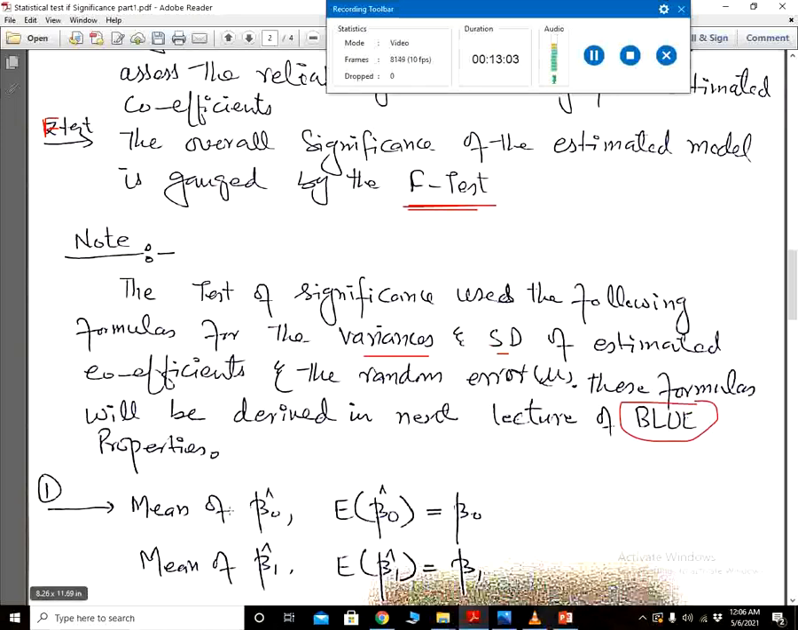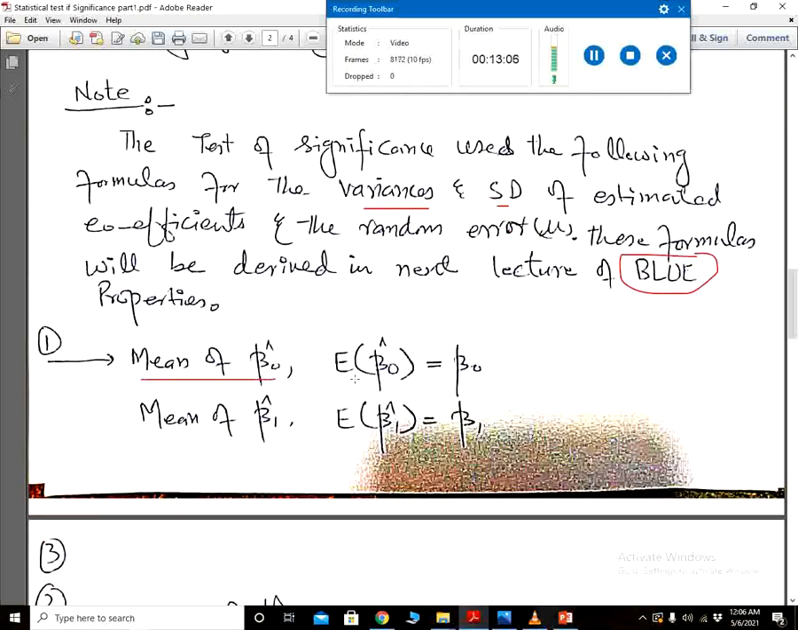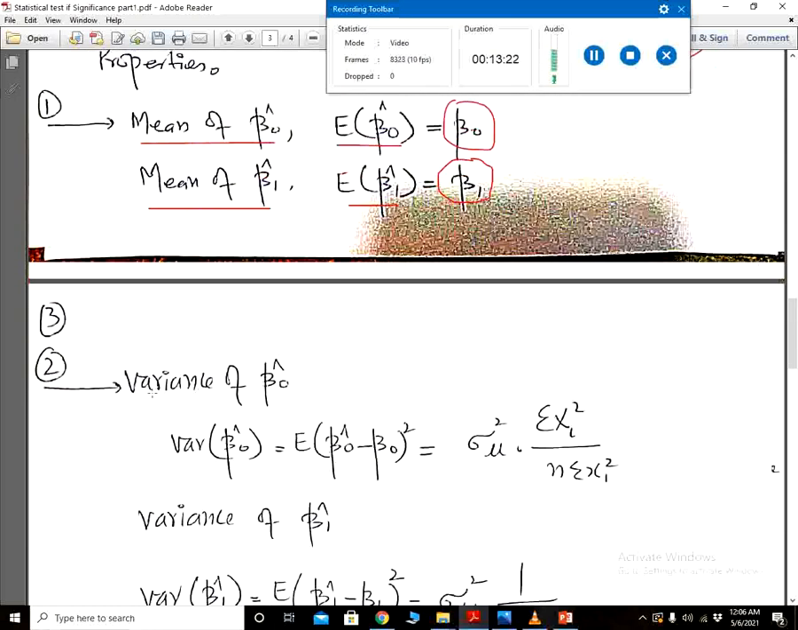right? These formulas are that the mean of beta naught is equal to the expected value of beta naught hat, that is equal to beta naught, the population parameter. The mean of beta 1 is equal to the expected value of beta 1 hat, that is equal to beta 1, the population parameter. The variance formulas are also given. We will derive these formulas in the next session because I don't want to confuse you with many concepts in one lecture, and that's why I take these derivations to the next session.